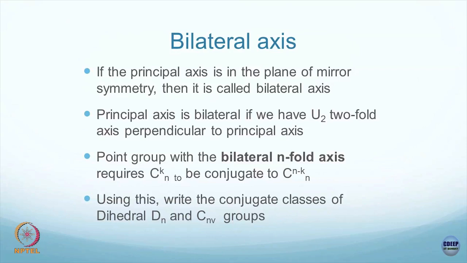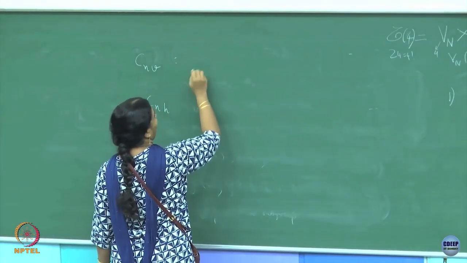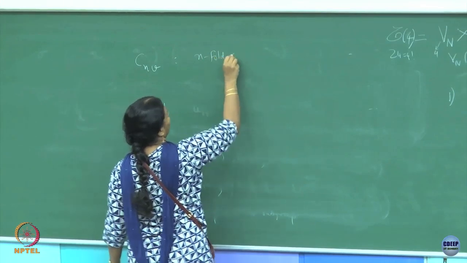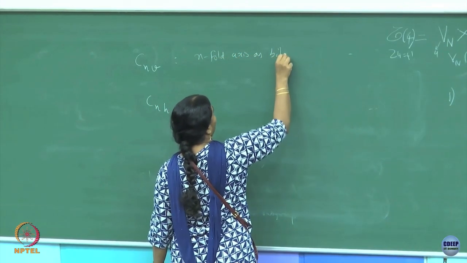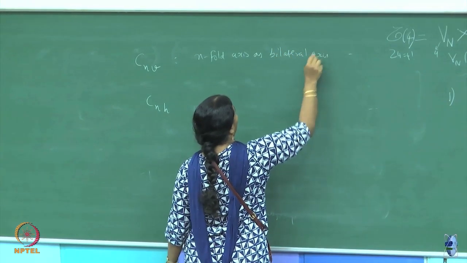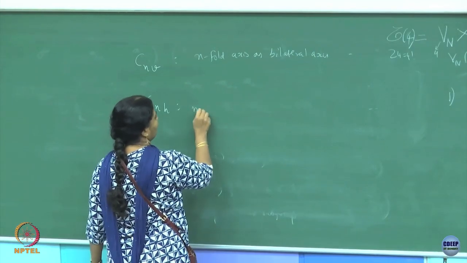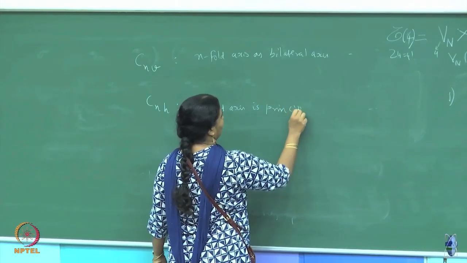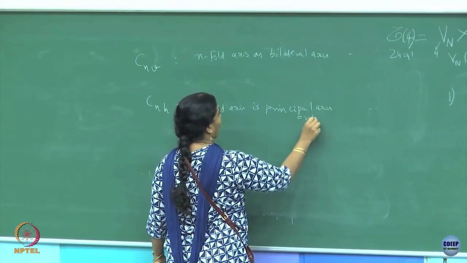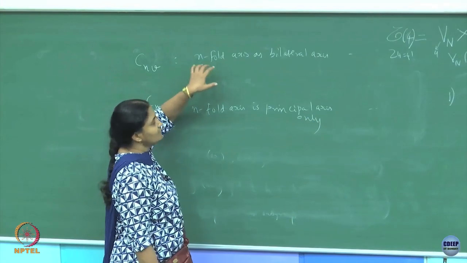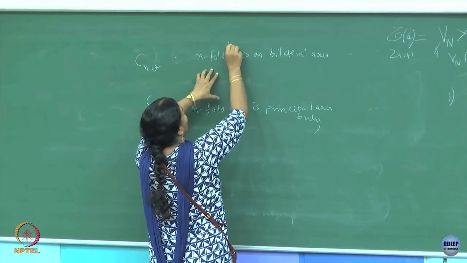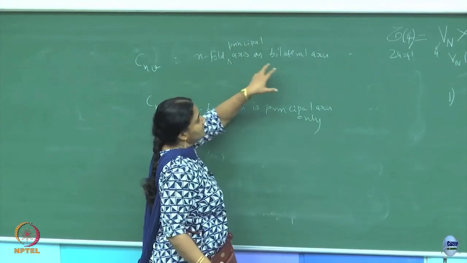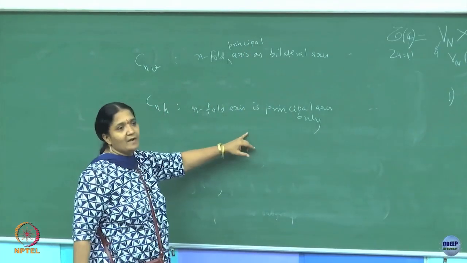C_nv has a bilateral axis, the n-fold symmetry axis, is that right? For C_nv and C_nh, here you can call the n-fold axis bilateral. Okay. Here the n-fold axis is the principal axis only, not bilateral. Okay. So, this n-fold axis is a principal axis, and it is known as a bilateral axis, but this one is not bilateral.